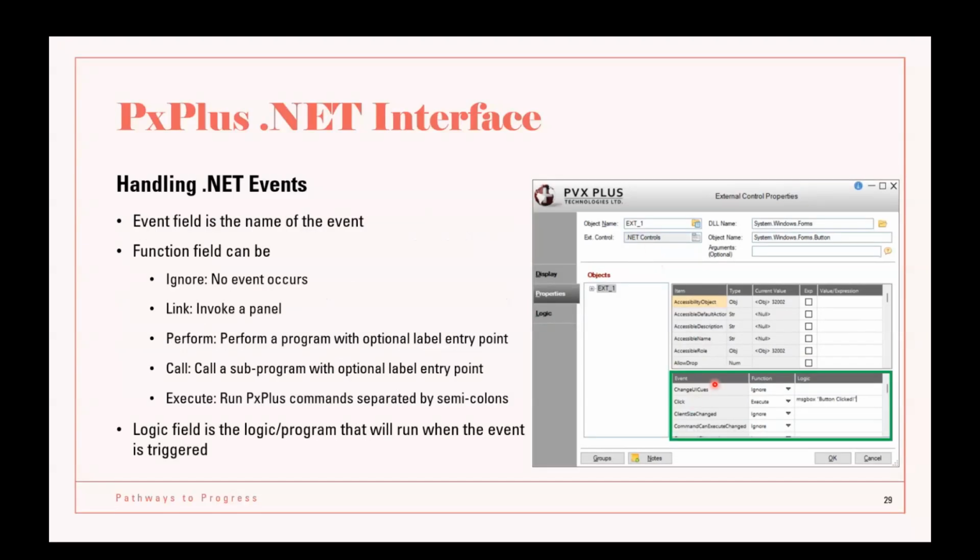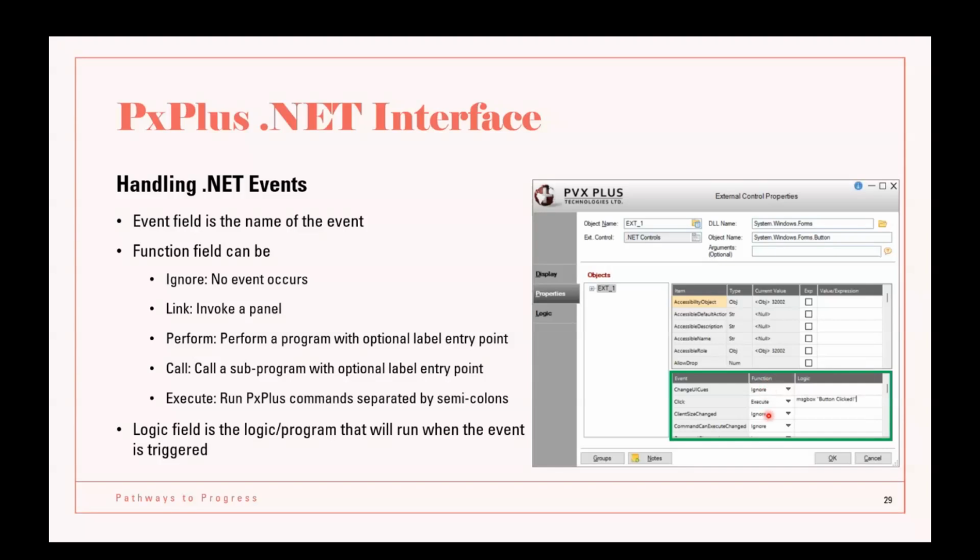If we look at the different columns here, we've got the name of the event, and then we've got what we're going to do with that event. By default, all of them will be ignore, which means we do nothing with the event. We're not subscribing to it. But you've got 4 options.